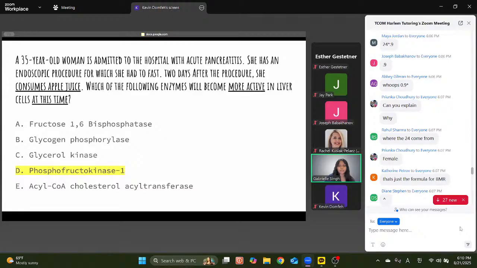Isn't that for cholesterol synthesis or something? Yeah, it's for cholesterol and fatty acids, but they're not consuming any fats or anything like that, so it wouldn't be active during carb metabolism. Alrighty, we can move on.